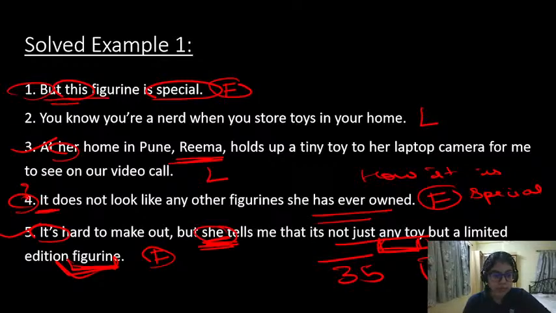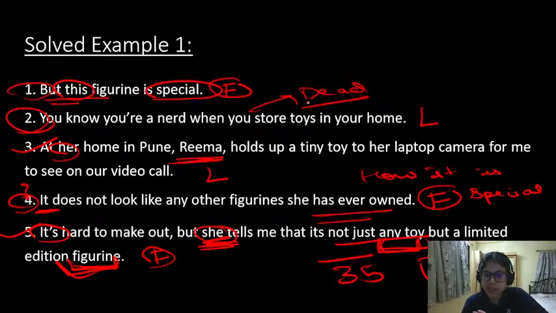Now we're left with statement 2. "You know you're a nerd when you store toys in your home." This is what I call a classic dead sentence. Completely dead. It has no partner. It can be a concluder, it can also be an opener. It will not come in between these two because these pairs are made. It can come here, or at the last, or here.